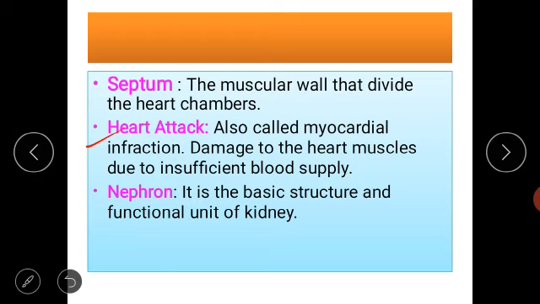Next is nephron. It is the basic structure and functional unit of the kidney. It is a compactly coiled tube-like structure, and it is the structural and functional unit of the kidney for filtration.